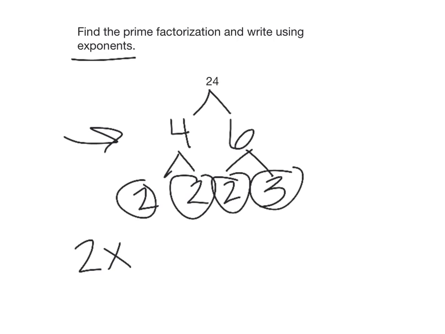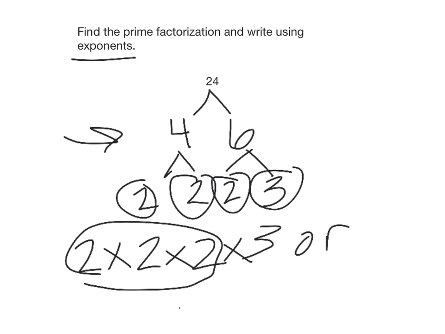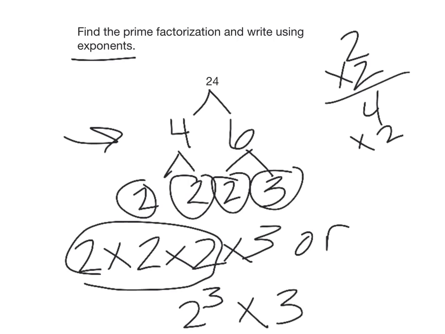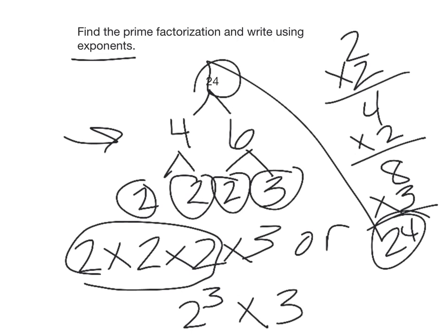Okay, so I look at 2 times 2 times 2 times 3, or I have 3 2s, so I write that as 2 to the third power and 1 3. So 2 to the third times 3. Now I can actually double check that to make sure that that is equal to 24. If I take 2 times 2, that is 4, times 2, that is 8, times 3 is 24. And then I know that this prime factorization is equal to my original number.